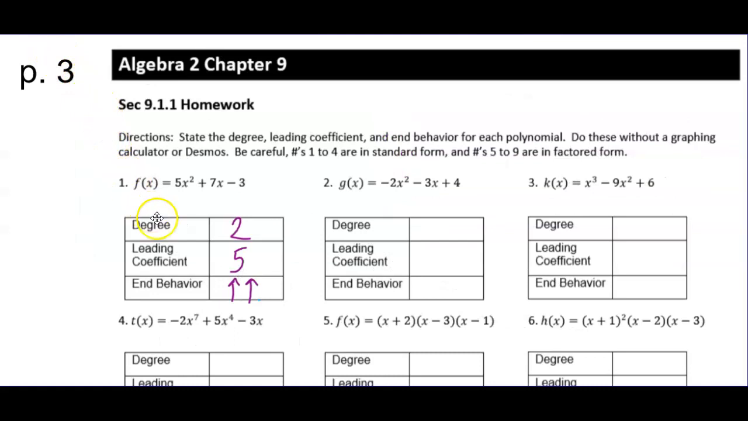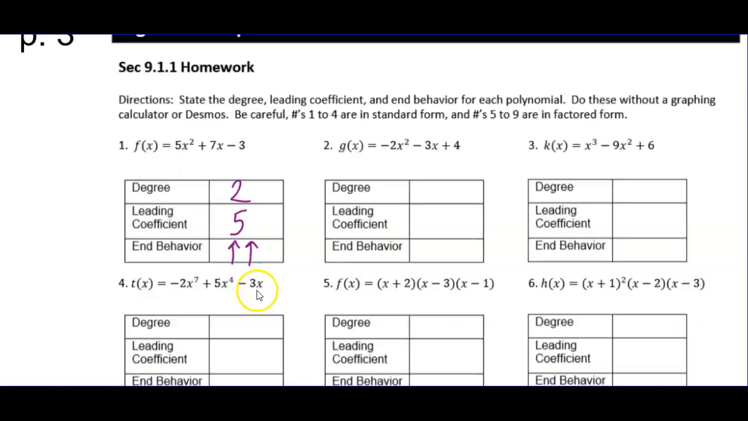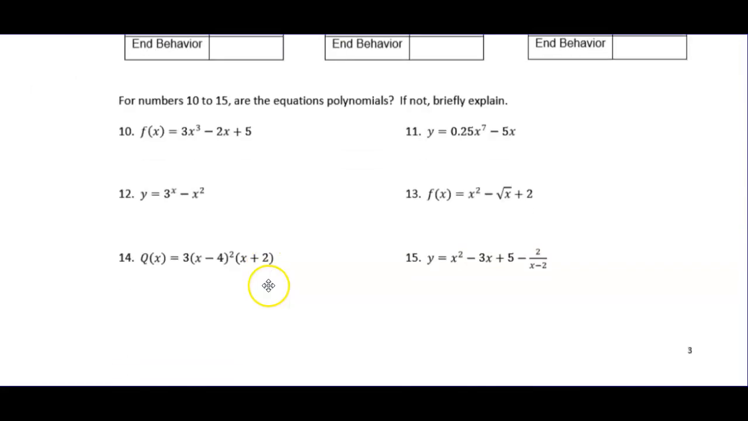So on page 3, you're looking for the degree, which would be the highest exponent. You're looking for the lead coefficient, which is the number in front, and then identifying the end behavior. Down the bottom, you're doing the same thing. Well, you're identifying whether they're polynomials by the definition. So you're looking for all those characteristics of polynomials here.